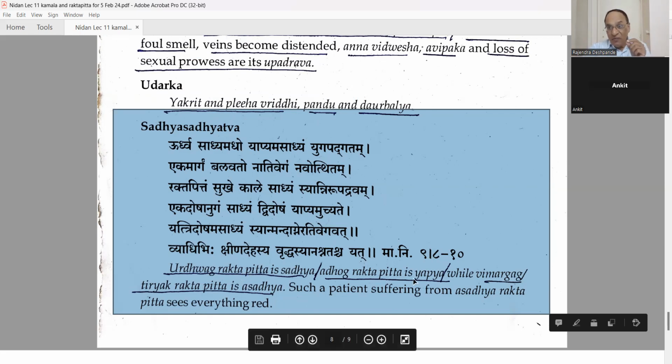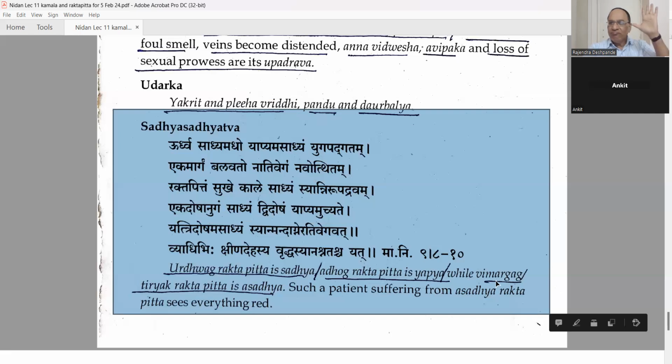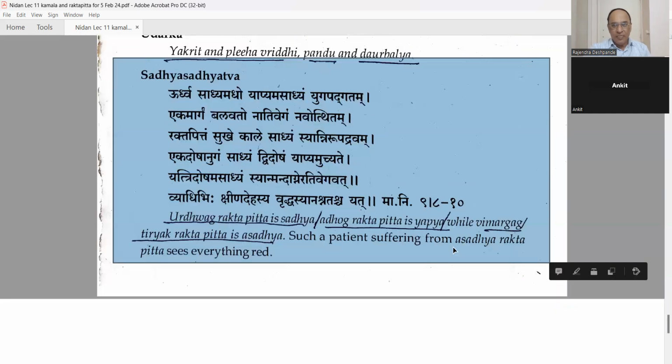Adhoga Raktapitta is difficult to cure, yapya, and the patient has to follow some do's and don'ts, Pathya, then only the disease will be under control. Yapya means the disease can be under control if pathya is followed. Then Vimargaga, this Tiryaga Raktapitta, is asadhya. It is not at all permanently cured. There is no permanent cure. We can control it, definitely, but no permanent cure is available for Tiryaga Raktapitta.